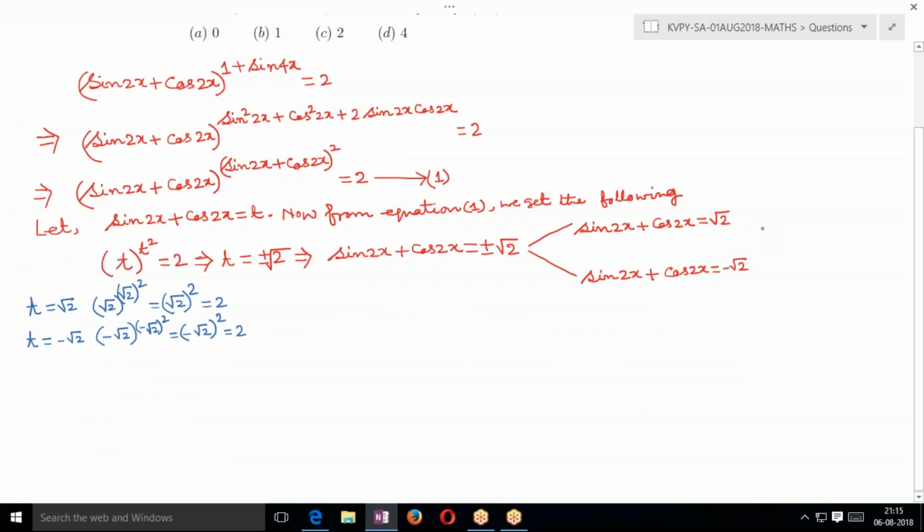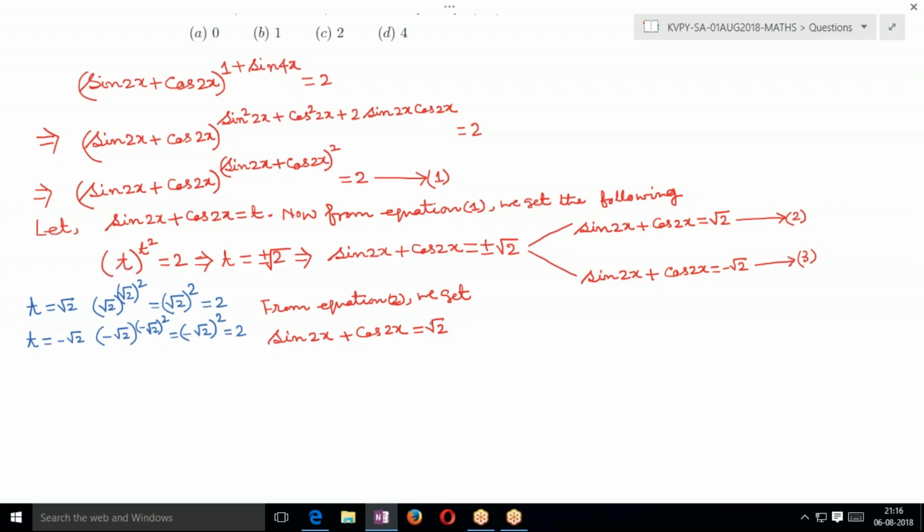Okay. So now we get two equations, sin 2x plus cos 2x equal to root 2 and sin 2x plus cos 2x equal to minus root 2. Let us give this equation as equation number 2 and the other equation as equation number 3. Now from equation number 2, let's see what we can derive. From equation 2, we get sin 2x plus cos 2x is equal to root 2.